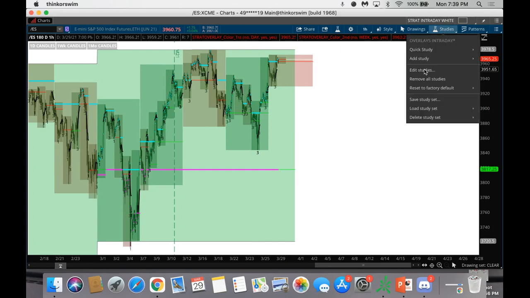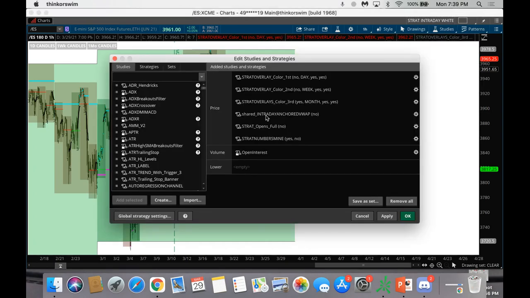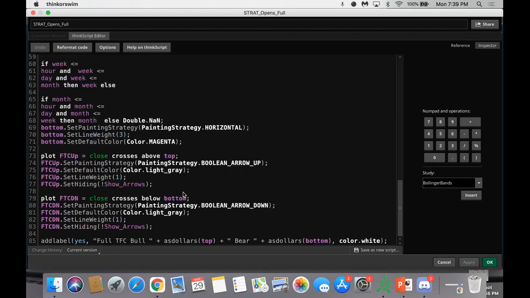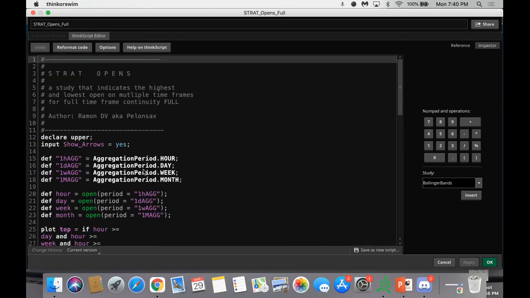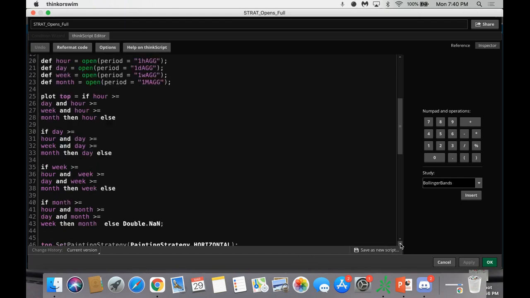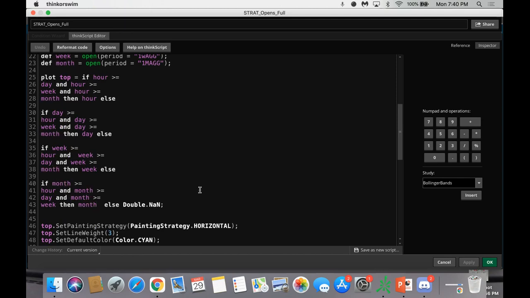Let me go through and show you a little bit of the code. So it finds the open for each of these time frames, and then it says which one is the top and which one is the bottom. If the hour is higher than all the other time frames, then the hour is the highest time frame. So whichever open is the highest of all the time frames, that's the beginning of time frame continuity to the upside. And whichever one is the bottom or the lowest of them all, that's the beginning to the downside.